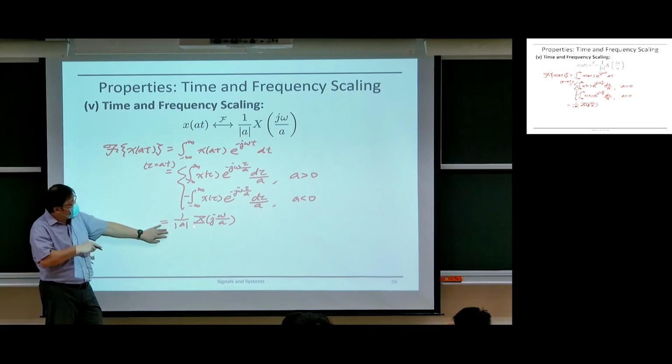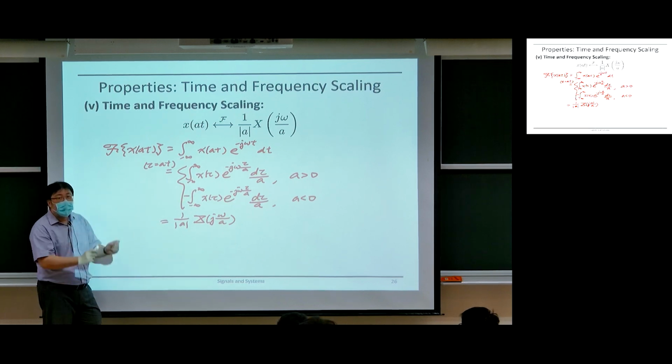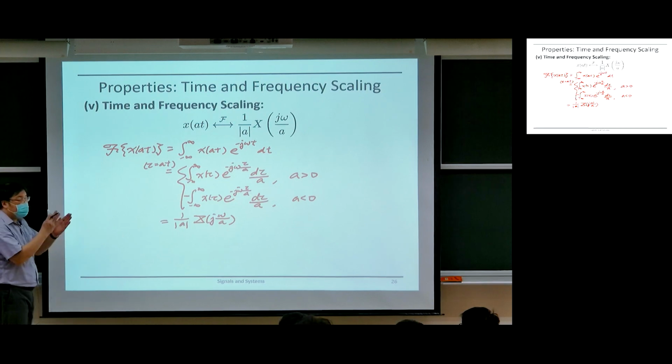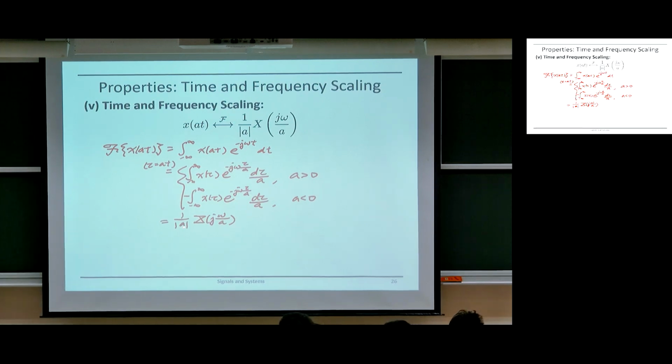So this 1 over absolute value of a is obtained by extracting this 1 over a outside. So if a is positive, then we have 1 over a here. If a is negative, then we have 1 over minus a. Minus a gives you a positive value, so we can represent them concisely as just a single absolute value of a.